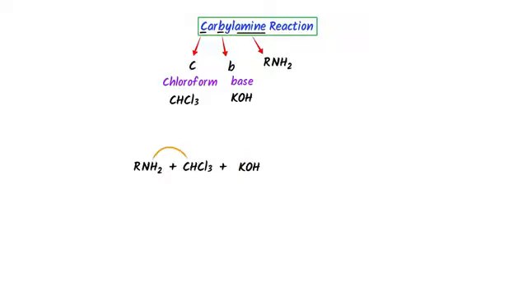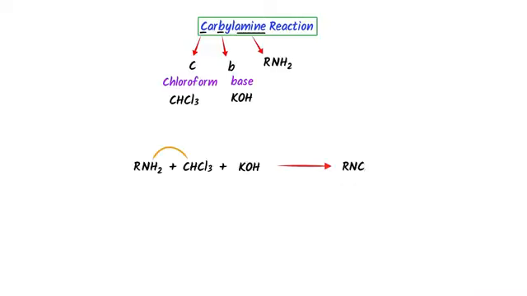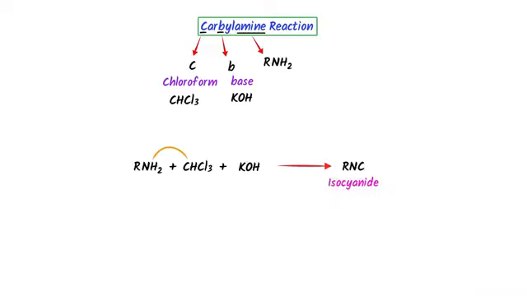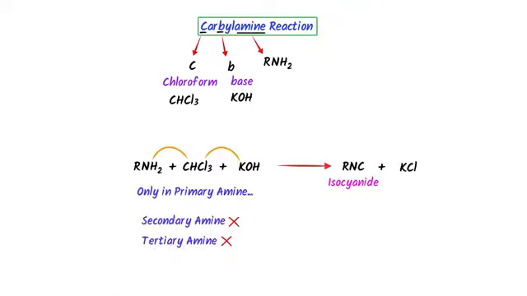Now this will displace this H2. I get RNC. We call this compound isocyanide. Also, this K will attack on chlorine to form potassium chloride. Remember that this reaction is only possible in case of primary amine or 1 degree amine like CH3CH2NH2. It is not possible in secondary and tertiary amine.